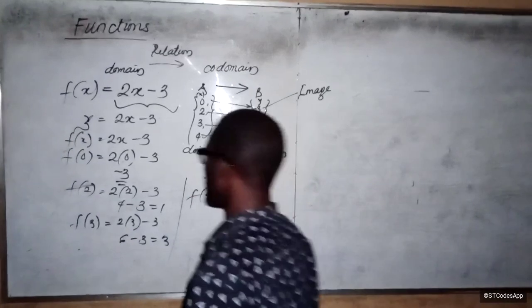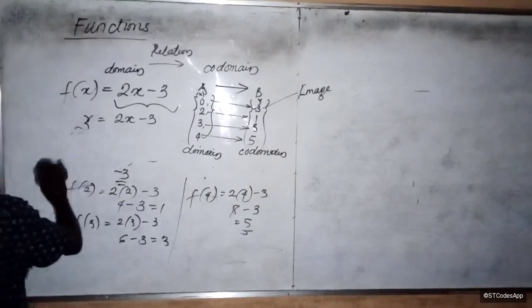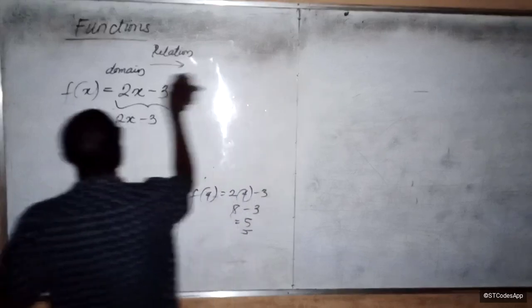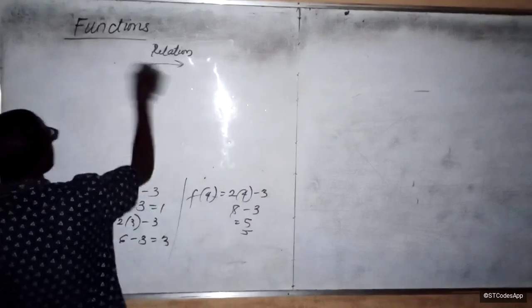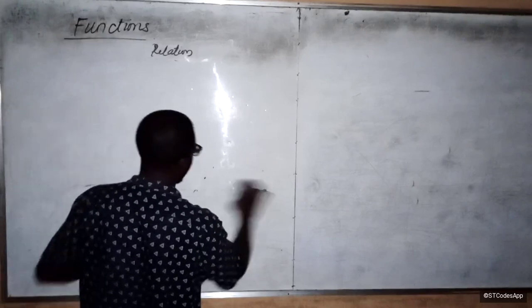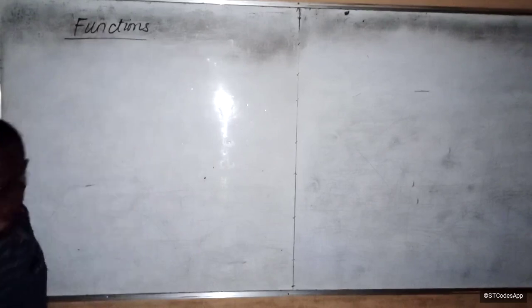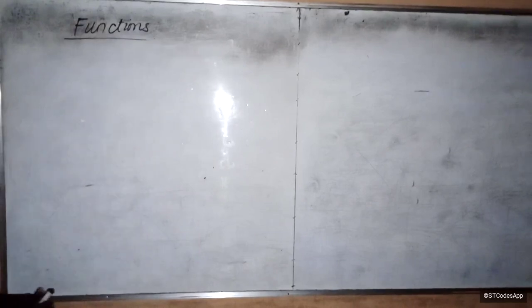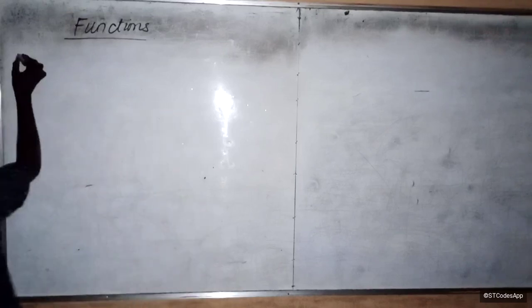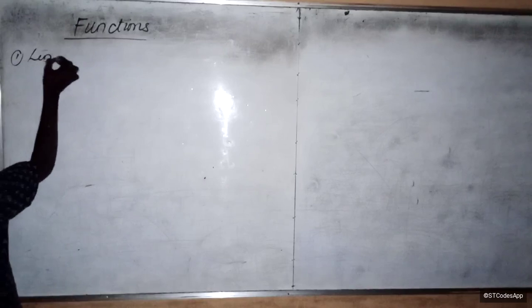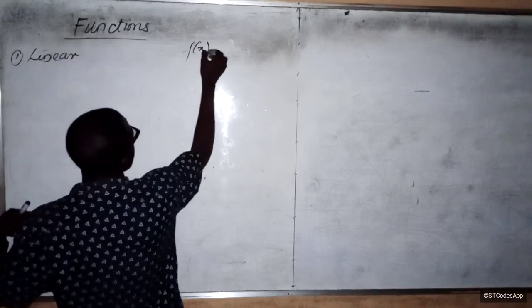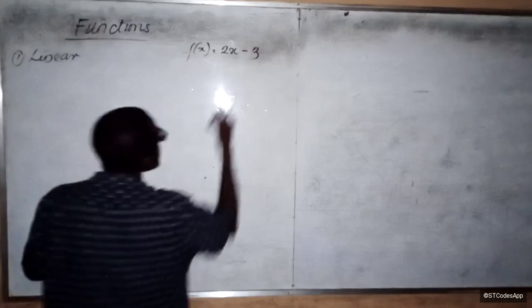Now, there are many other things we could do with functions. We have different types of function. Now let's talk about, in terms of the Cartesian representation, we have functions. The function can either be linear, such as the example we gave, f of x equals 2x minus 3. So this is a linear function.